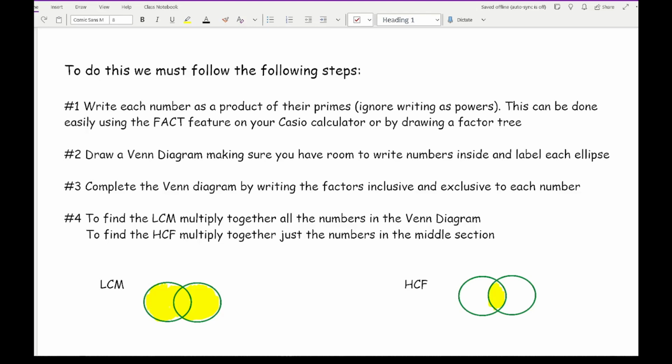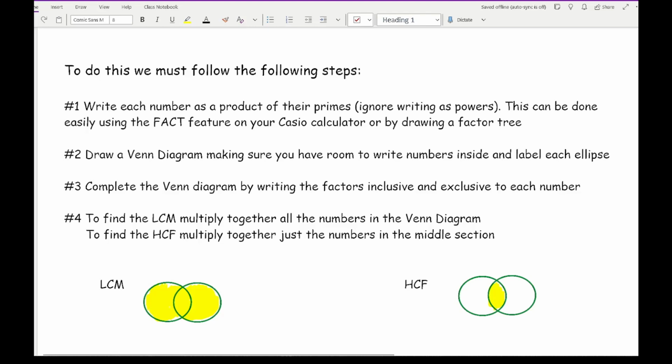Now, writing numbers as a product of their primes can easily be done by either drawing a factor tree if it's on a non-calculator paper, which tends to be quite a lot of people's preferred choice, or if it's on a calculator paper and you've got access to a Casio calculator, then there is a feature on your calculator that will automatically convert any number into a product of their primes.